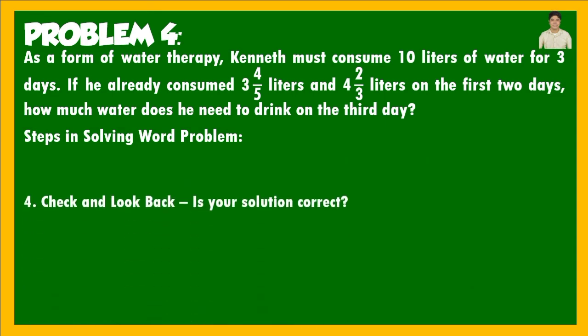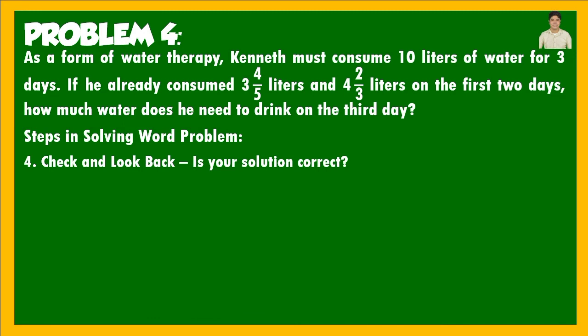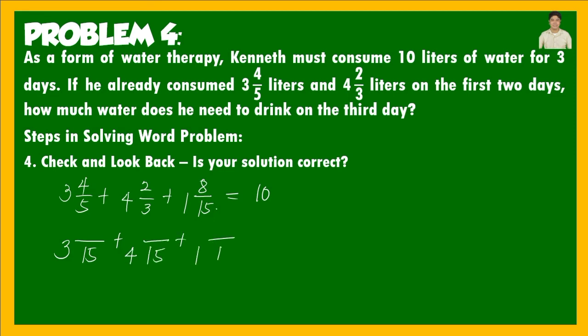So, to check if our answer is correct, mabilis lang naman, i-add natin yung tatlo. So, yung 3 and 4/5, 4 and 2/3, tsaka yung 1 and 8 over 15. So, kailangan na makuha nating sagot is 10. So, dito, LCD niya is 15. So, sulat natin para mabilis. So, 15 divided by 5, we have 3 times 4, 12. 15 divided by 3, we have 5 times 2, 10. 15 divided by 15, we have 1 times 8, 8 equals 10.